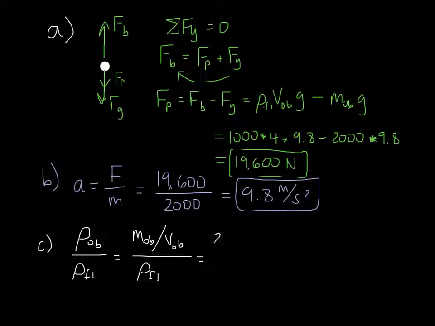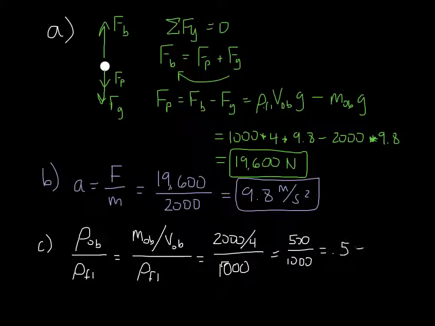So the mass and volume of the object were 2,000 divided by 4. All that is over the density of water, which is 1,000. 2,000 divided by 4 is 500, over 1,000, which is 0.5, or exactly 50%. So that means exactly half the volume of the log is submerged and half the volume is above the surface.